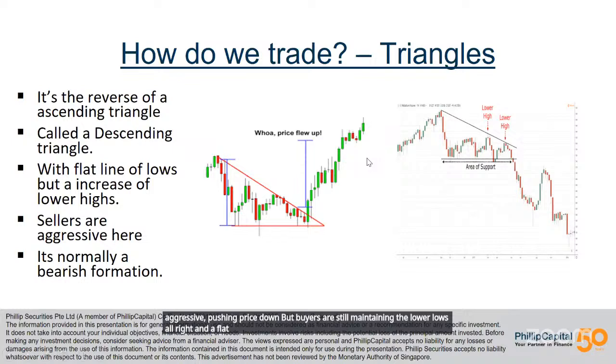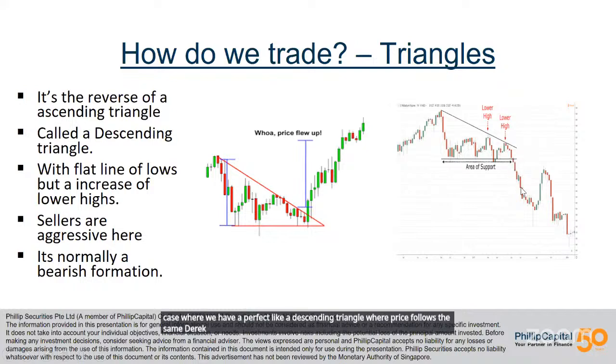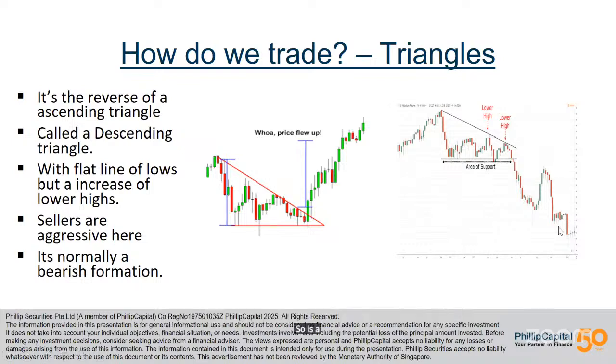You can see on the image on the left, you would say that, oh yeah, it's a bearish movement, but price broke back up. But on the right, that's usually the case where we have a perfect descending triangle where price follows the same direction. There was a slight retest, and then from there, it just broke back down. So it is a continuation, but we still have to wait.